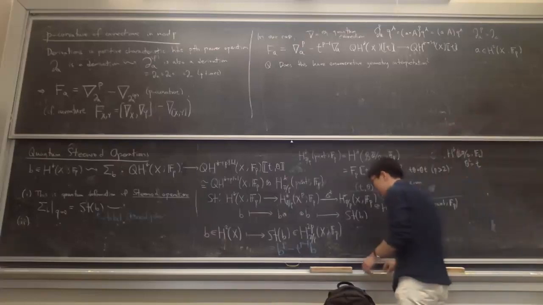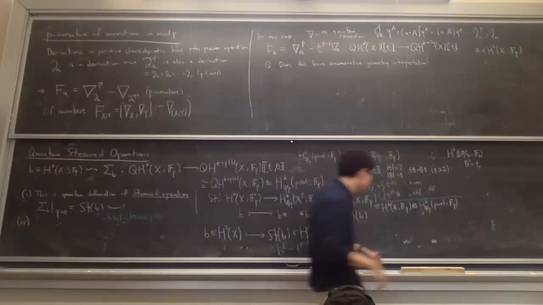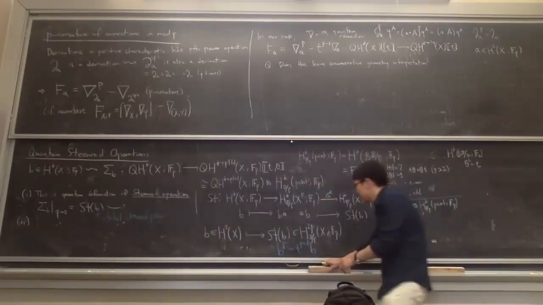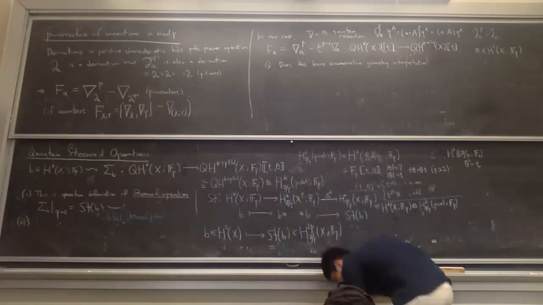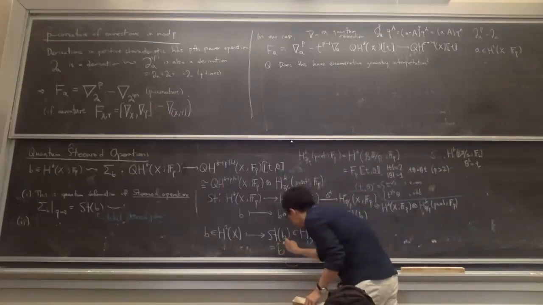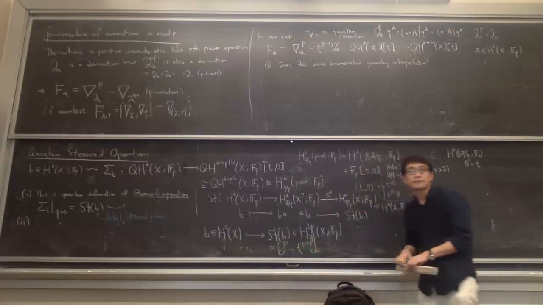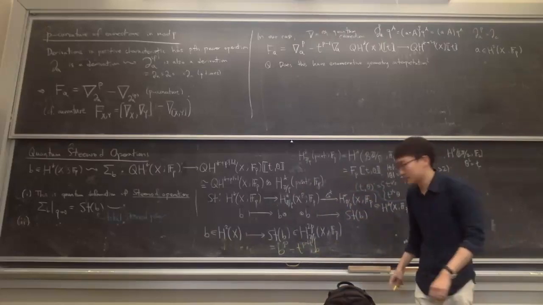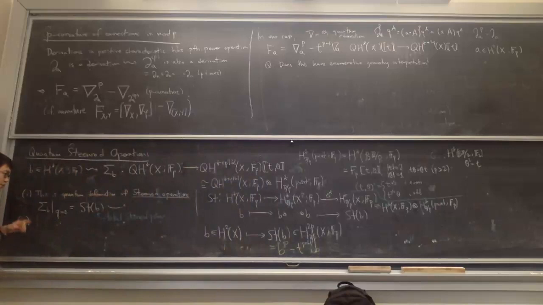Yes, this is important, and it's going to show up again. So it's going to be b^p minus t^{p-1} b, like this. Okay, so this is the quantum deformation of Steenrod operations.